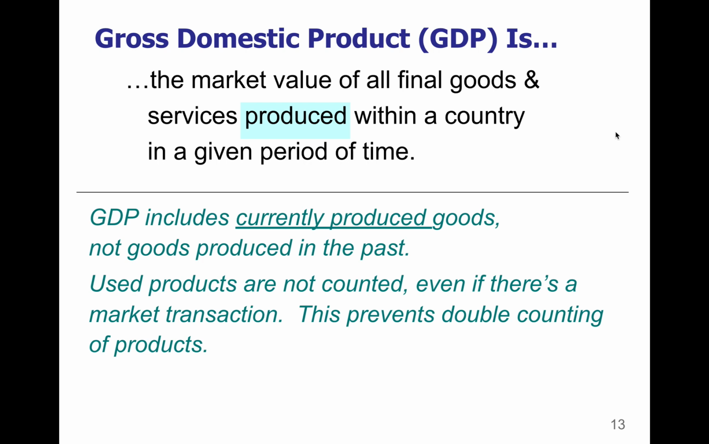Used products are never counted in GDP because we only want to count each product once. So it is counted the very first time a consumer buys it. And then from there, if it's resold on a website like eBay or at a Goodwill or a thrift store, those sales are not counted. Even though they're technically market transactions, used products are not counted. Remember, we don't want to double count. We only want to know how much stuff is being produced. So we did not have to reproduce that product for it to be resold.